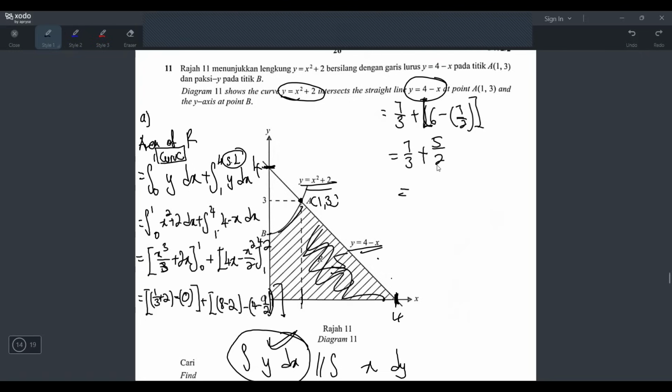Okay, so now we just add them together. So 14 plus 8, 22 over 6. Cancel, 11 over 3. Okay, let's double check with the calculator. Okay, wrong. Wait. 7 over 3 plus 5 over 2. Okay, it's 29 over 6. I see. 29. Because 14 plus 15, yeah, it's 29. Okay, sorry, I made a mistake here. 29 over 6.